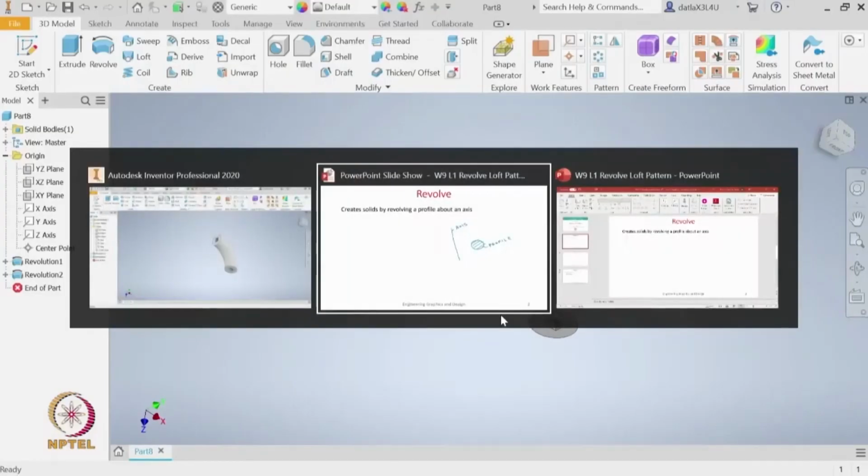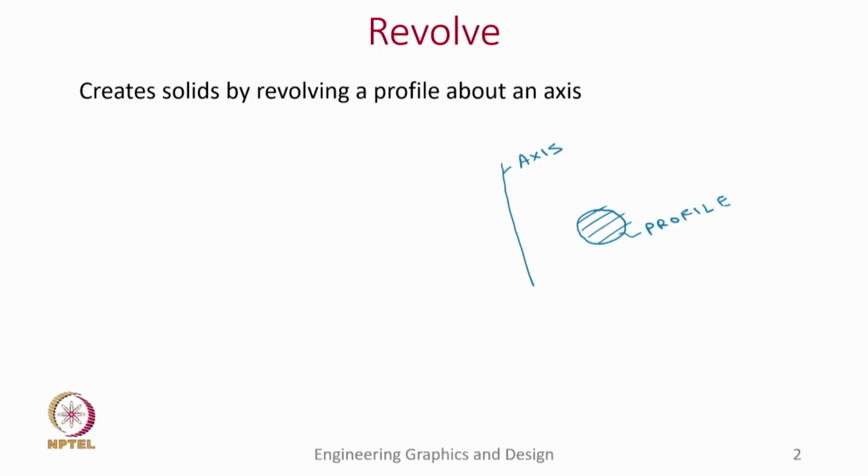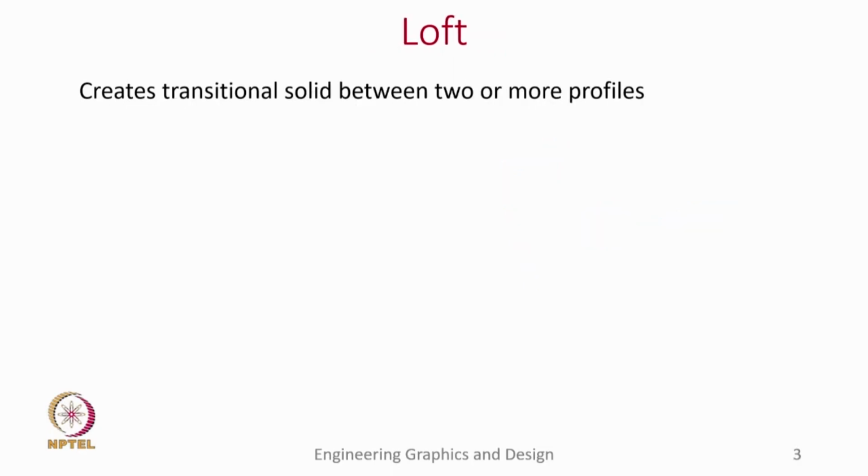Now, let us move into the second tool we will be discussing today, which is the Loft. What does Loft do? It creates a transitional solid between 2 or more profiles. Let us say you have a profile of a circle and then at the top you have a profile of a square or a rectangle. Now, you can make a solid by connecting these two features. So, let us say it will connect something like this and make a solid. It will be much clearer once we move into the software.